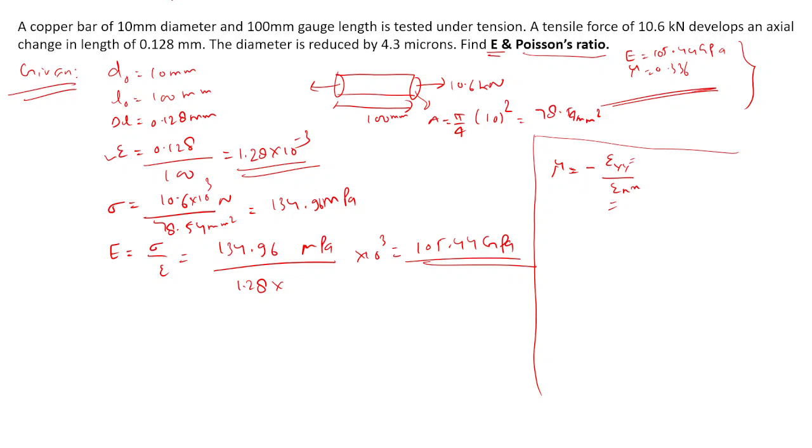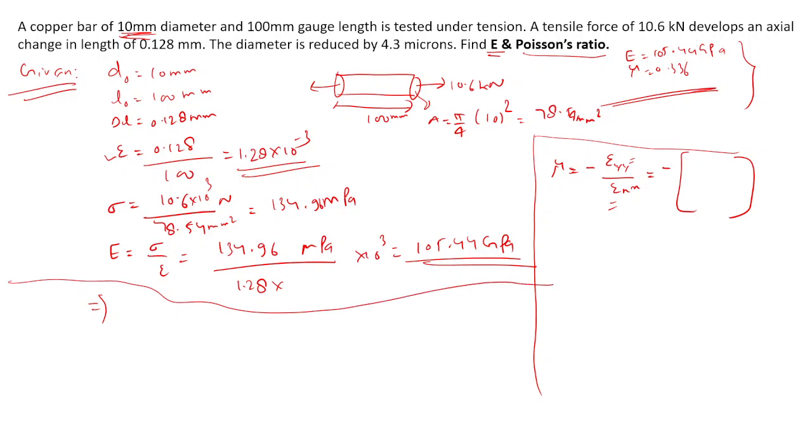So here the initial diameter we have, but the final diameter we don't have, right? Hello. Hello. Yes, sir. Sorry. Am I audible or not? Hello. Yeah, you are audible, sir. Okay.